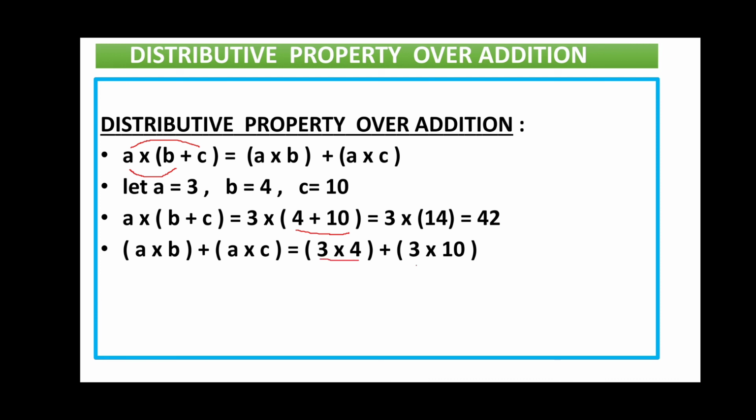So let us check once again. First we are doing 3 cross 4, which gives 12, and 3 cross 10, which is 30. Now 12 plus 30 equals 42. If you observe, A cross B plus C equals 42 and A cross B plus A cross C also gives 42. That means it satisfies our condition. So distributive property over addition of both natural numbers and whole numbers is satisfied. Next we have to check for the other property, that is identity property.